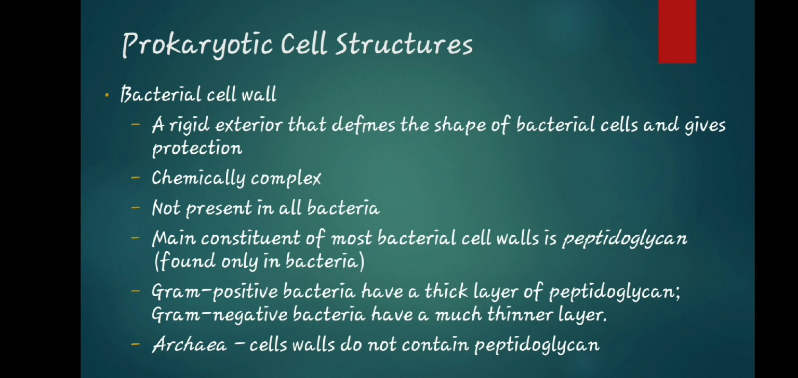Next is the bacterial cell wall. It defines the shape of the bacterial cell. It also consists of a macromolecular polymer known as peptidoglycan or murein. Peptidoglycan has two types, which are gram-positive and gram-negative. When we say gram-positive, it has bacteria that have a thick layer of peptidoglycan, while in gram-negative, bacteria have a thin layer of peptidoglycan. Also remember that archaea has cell walls that do not contain peptidoglycan.